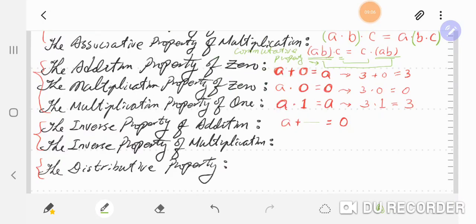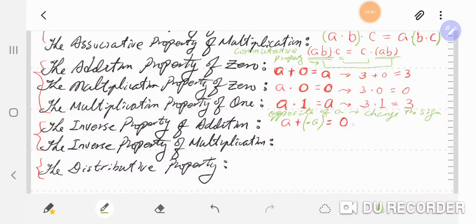So A. What we do is we add the opposite of A, which is negative A. We call this the opposite. The opposite of A is just putting the negative sign, which means change the sign.